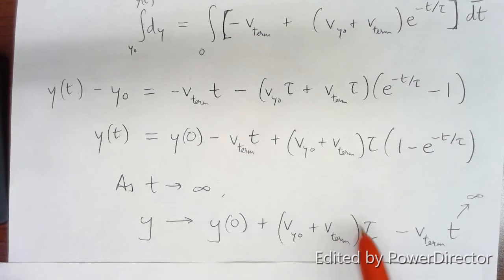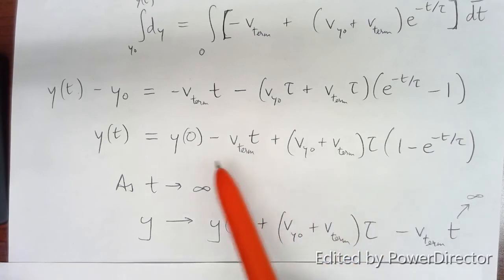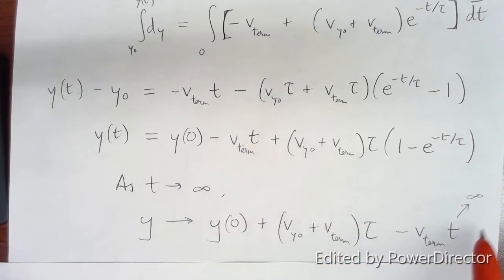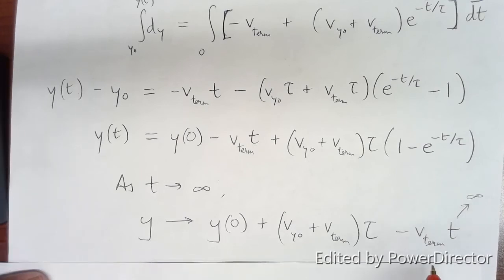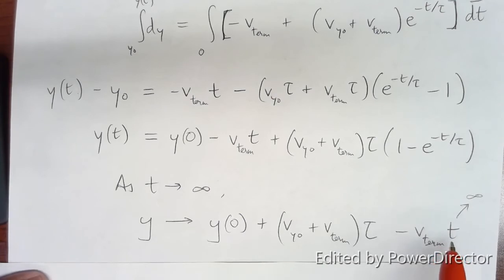So we have a bunch of constants here. And then we have minus v term times t, but t is tending to infinity. So we are inevitably going to have a large negative term over here, which makes sense. Assuming it doesn't hit the ground, it continues to fall in the negative y direction with a constant terminal speed. And so the y position gets more and more negative.